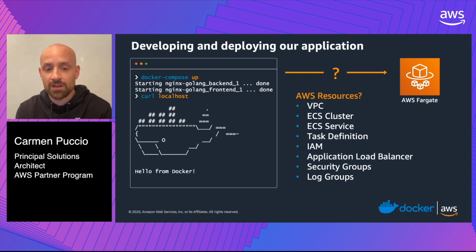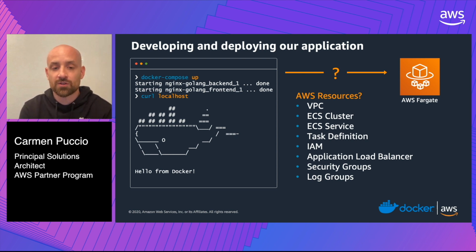So how would I create things like a VPC? How do I actually take my compose file and map it to something like a task definition, which is essentially your blueprint within ECS or Fargate? What about a concept like IAM, which is how we essentially secure our workloads in AWS?